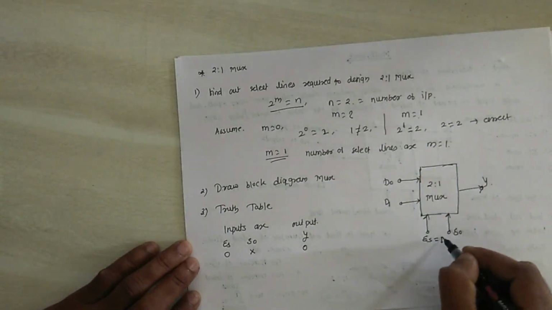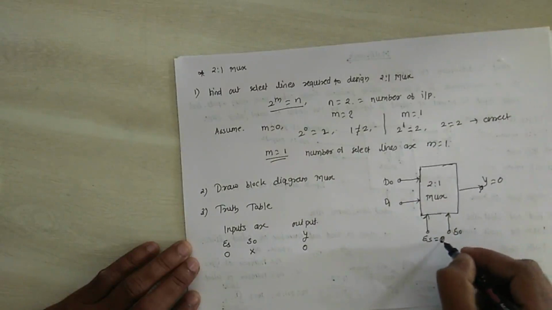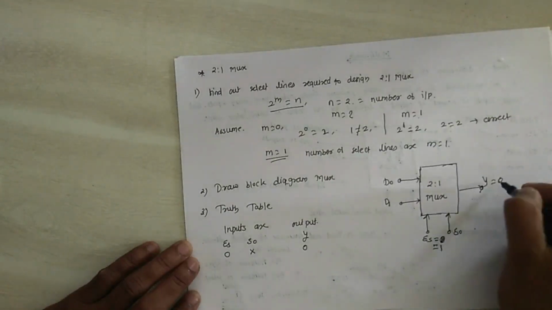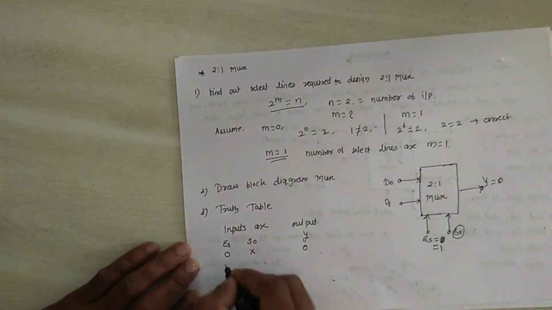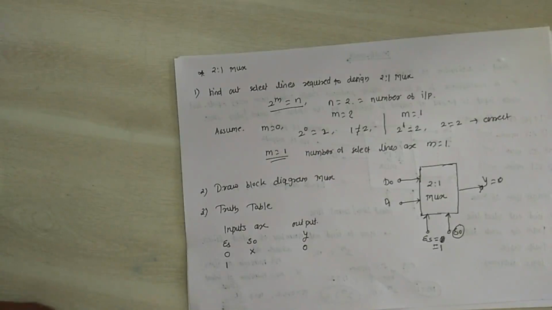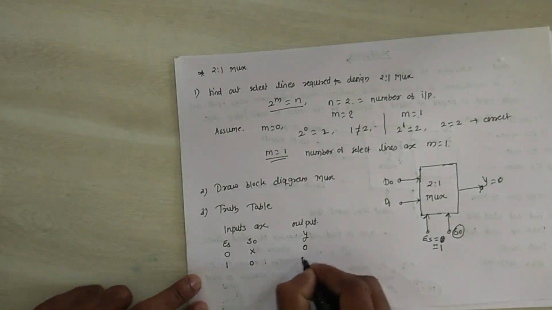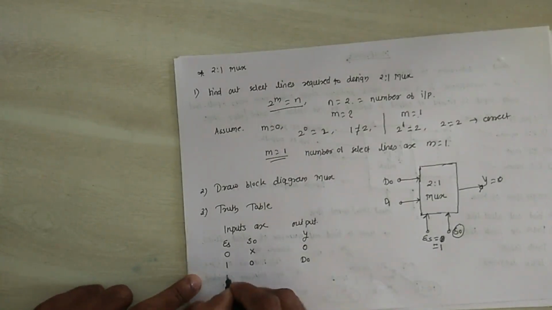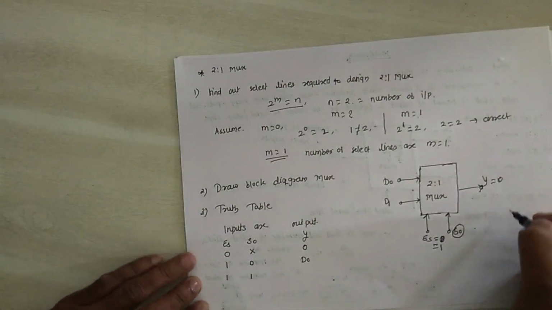So when we apply 0, then output of this IC will be 0, and when we apply here 1, then output of IC will be according to status of S0. So we have to apply ES is equal to 1, that is strobe enable signal is always 1. And for this first condition, assume S0 is 0. At that time output is D0. Assume S0 will be 1, because it consists S0 only 1 bit.